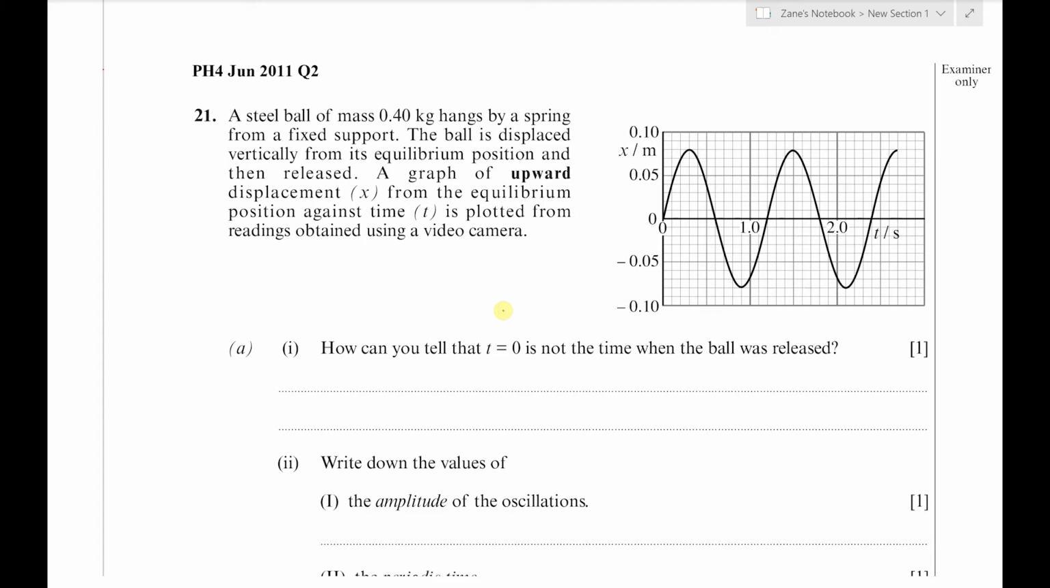And how can we tell that t is 0 is not the time when the ball is released? Well, if we look at the graph here, at t equals 0, the ball is actually in the equilibrium position, and we were told that the ball was released from some vertical displacement. So we're just going to say something like the ball is at the equilibrium position when t is 0.